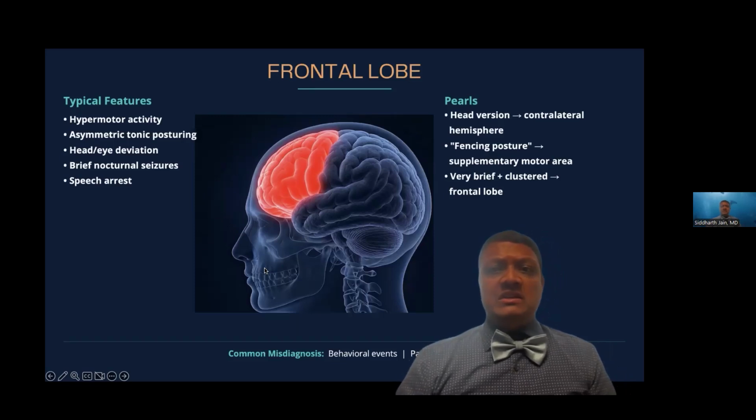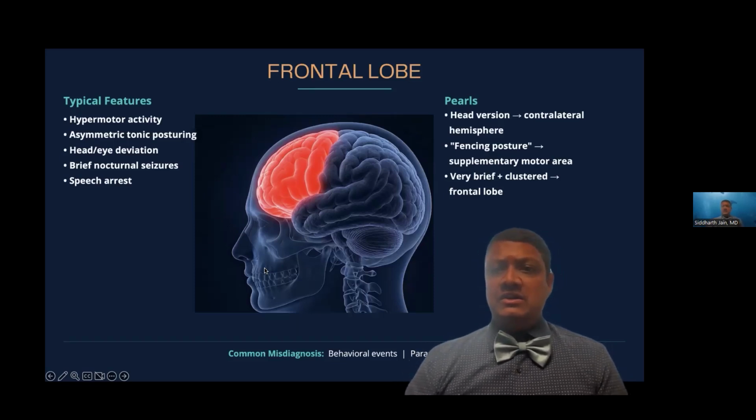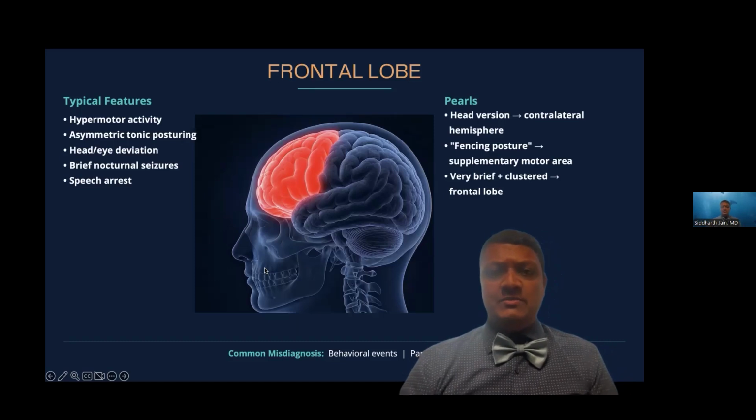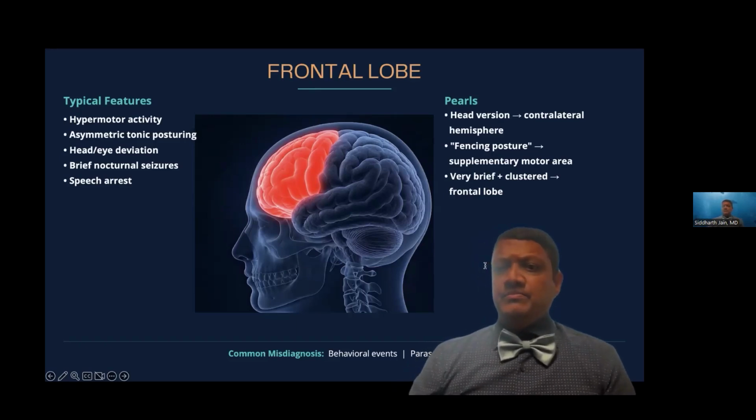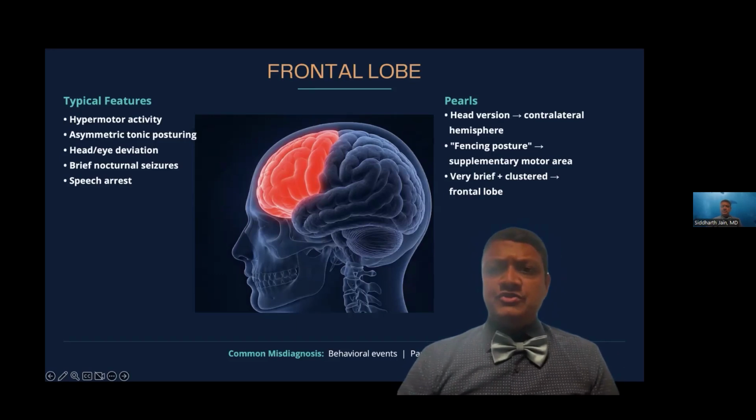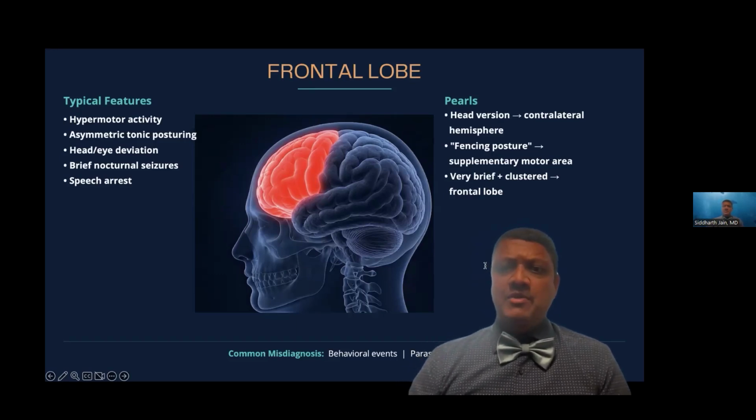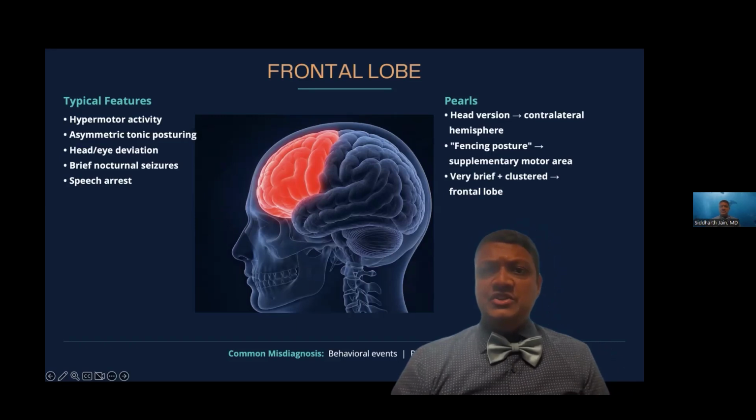The frontal lobe is the largest lobe of the brain, and seizures there are the second most common focal epilepsy after the temporal lobe. But they are frequently misdiagnosed. Let's see why. The typical features of this seizure may at times be dramatic.